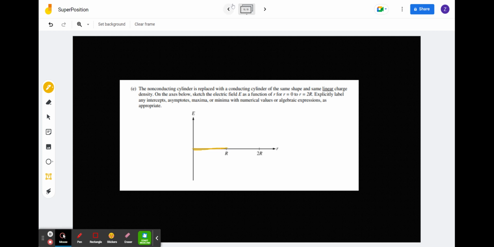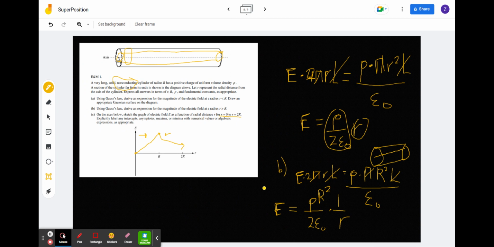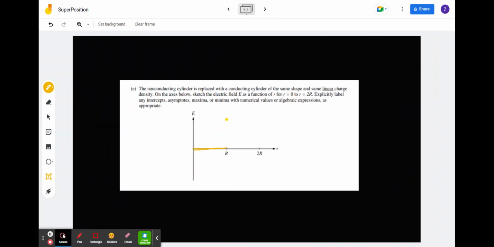Then from R to 2R, our calculations from B still apply, because if we just redo the calculations, we'll get the exact same result. E times 2 pi r L is equal to the charge density times the area over epsilon naught. That's the charge enclosed. So it should jump up suddenly, and then once again be a function of 1 over r. It'll be a little bit steeper, but as long as you draw a function of 1 over r, you're good.